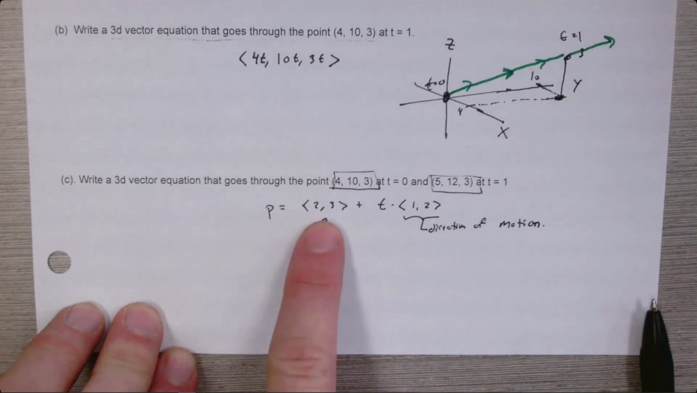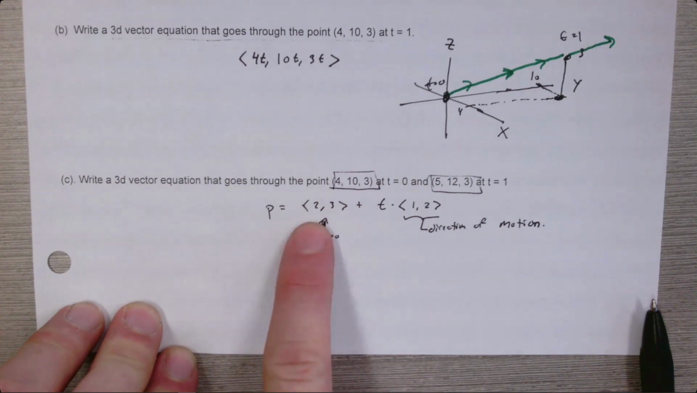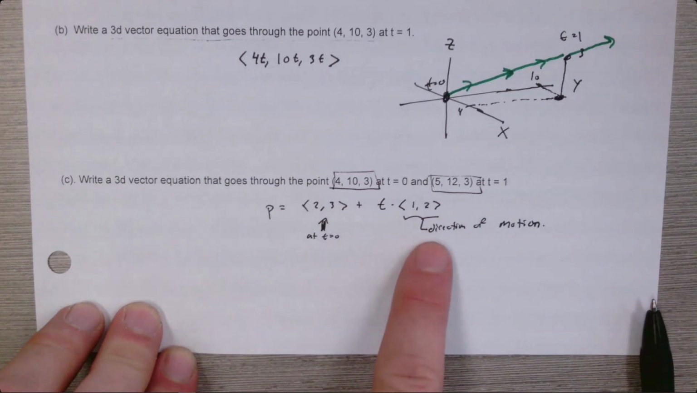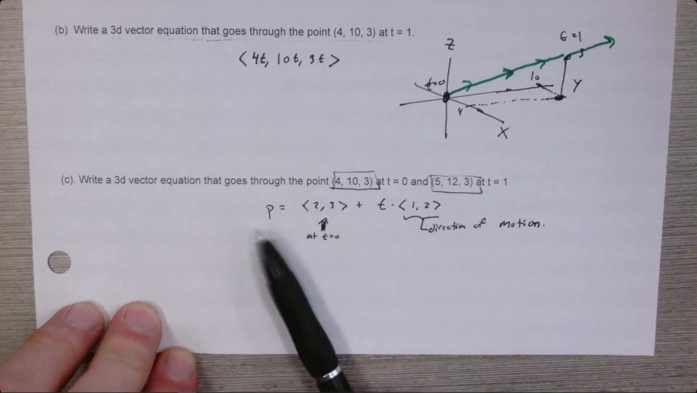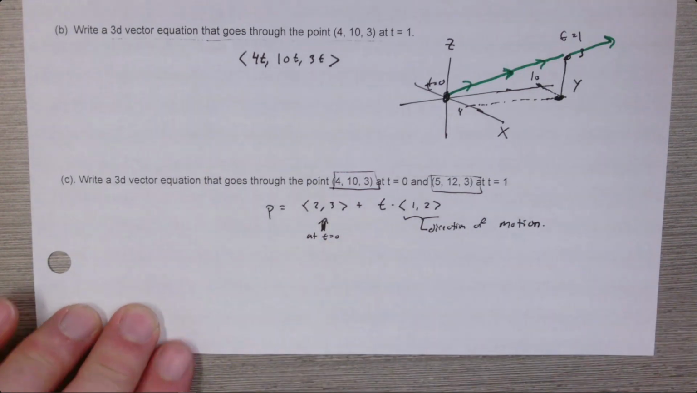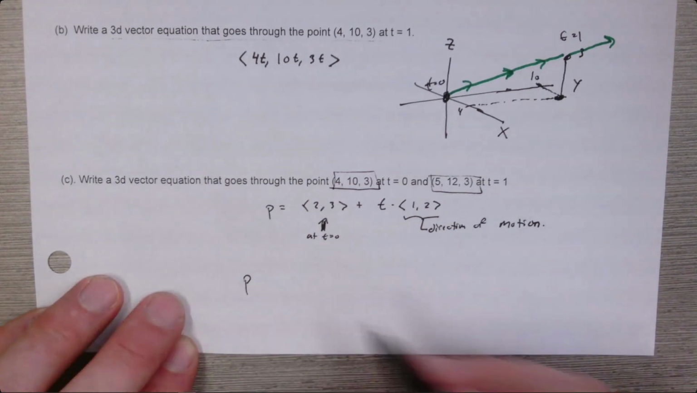It's like my starting vector. And then from my starting location, I'm going to add a time-scaled vector that's pointed in the direction I want to be moving. So that general idea, you can just apply directly to this three-dimensional case. And let's see if I can just do it right away.